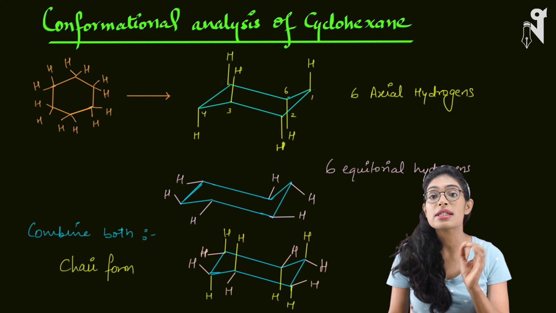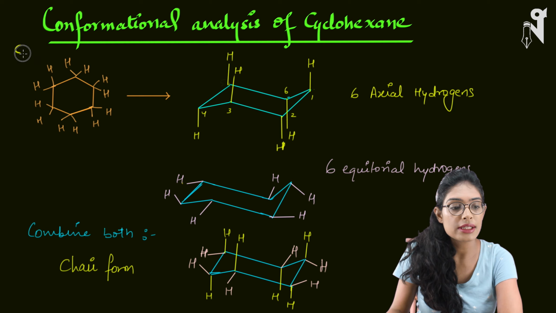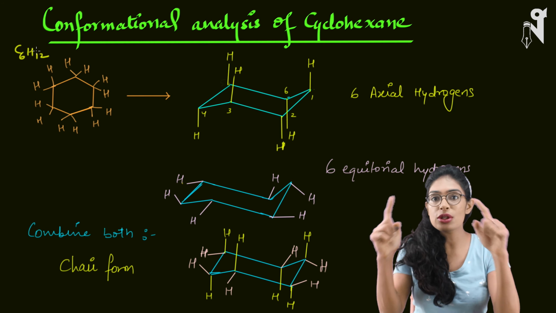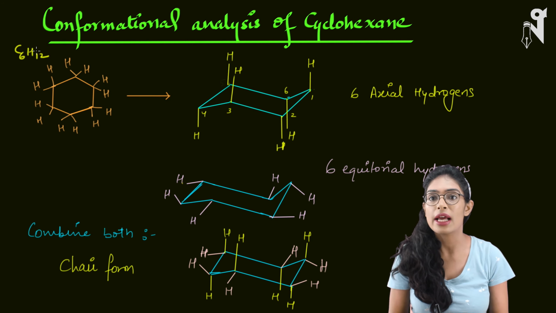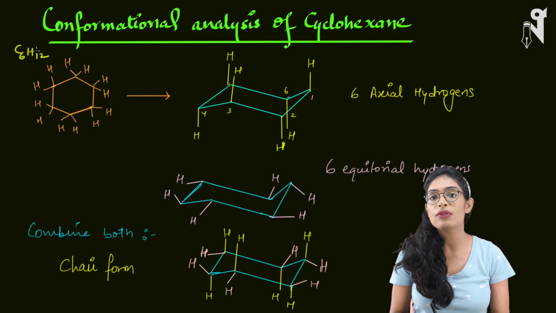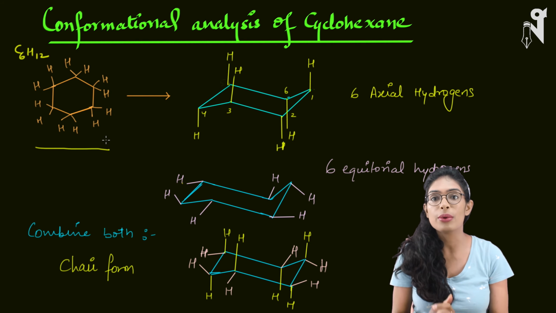Cyclohexane's general formula is C6H12. So that all of us know, this is C6H12. So your carbon chain will be made up of 6 carbons and every carbon will have two hydrogens attached on it. So if you write it on the plane of the paper, you will write it like this. This is how your cyclohexane will be represented.